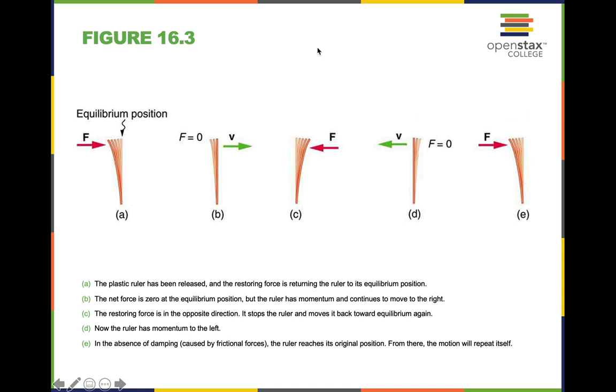And for E, you pretty much have the beginning of A, but here, in the absence of damping caused by friction forces, the ruler reaches its original position. From there, the motion will repeat itself. So this motion repeats and repeats until the ruler stops right there in the middle at its equilibrium position.